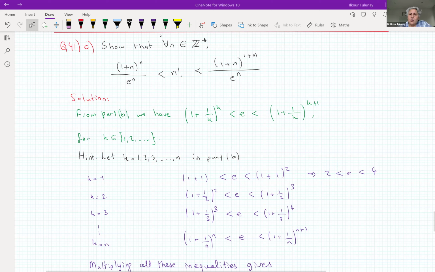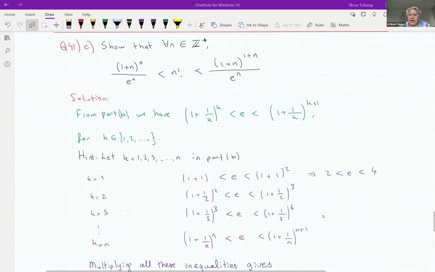So we would like to show, for each n a positive integer, this inequality. Now, in this question, from part B, we have this inequality, and we are going to use it to derive this inequality, where k here goes from 1 to 3n. The hint given in this question is to consider k for the cases 1, 2, 3 up to n for part B. Now let's write it down.